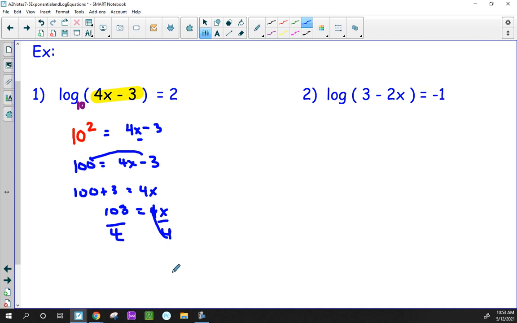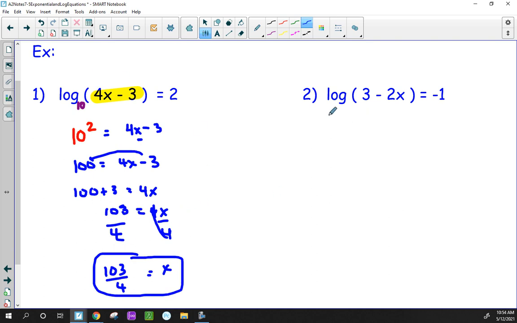And you can use your calculator, but I would actually prefer a fraction answer. So when you type in 103 divided by 4, you get 25.75. It is the same fraction as 103/4. So 103 over 4, or 25.75, is the solution to that log equation. Okay, so these are pretty easy, very straightforward.